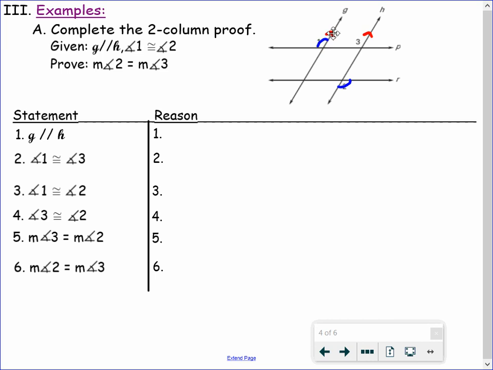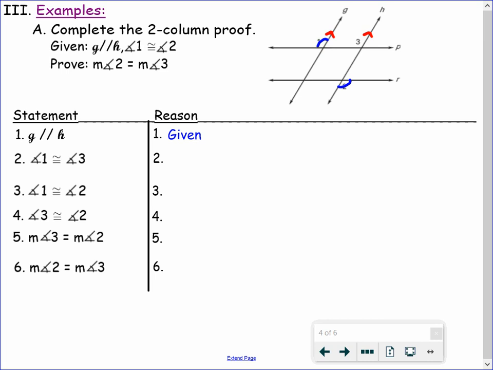You can see that my two givens are unrelated. One is about lines and the other is about angles. So I'm going to separate them. Step 1, line G is parallel to line H because it was given to me. I didn't make that up, they gave it to me. Number 2, angle 1 is congruent to angle 3.